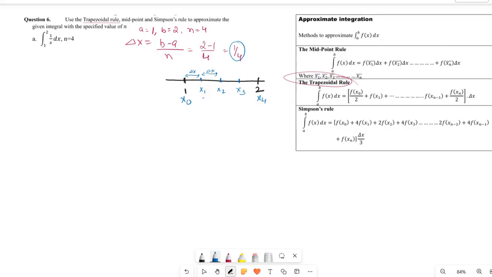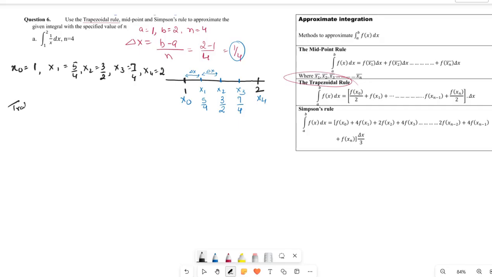So 1 plus 1 by 4, this is going to be 5 by 4. 5 by 4 plus 1 by 4, this is going to be 3 by 2. 3 by 2 plus 1 by 4, this is going to be 7 by 4. You can use calculators to add these. So basically what I'm saying here is that we have x naught is 1, x1 is 5 by 4, x2 is 3 by 2, x3 is 7 by 4, and x4 is the last number, 2.